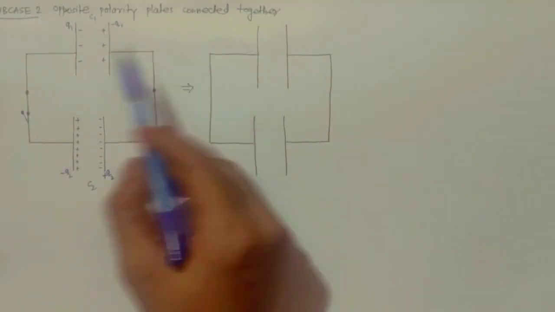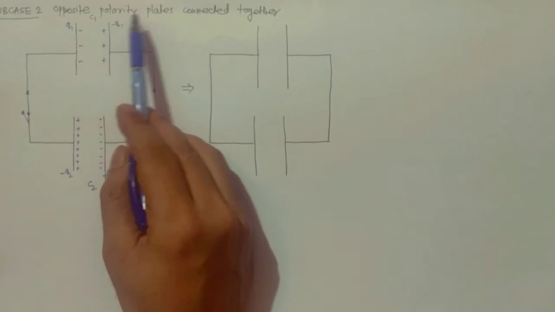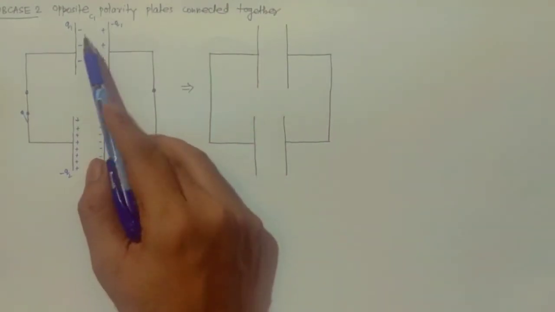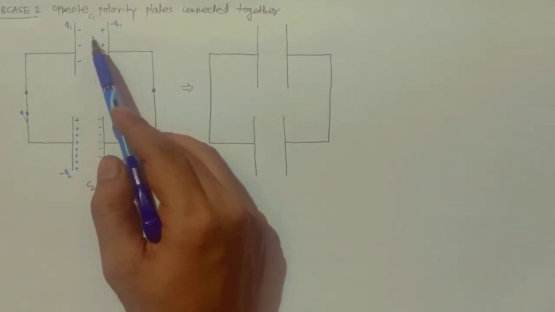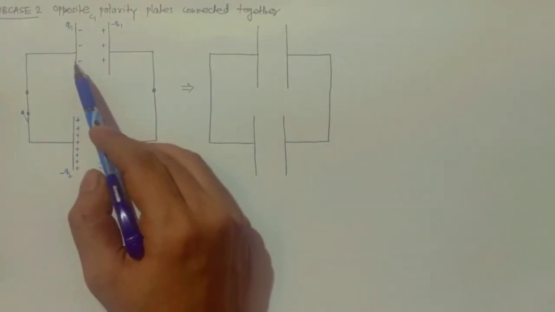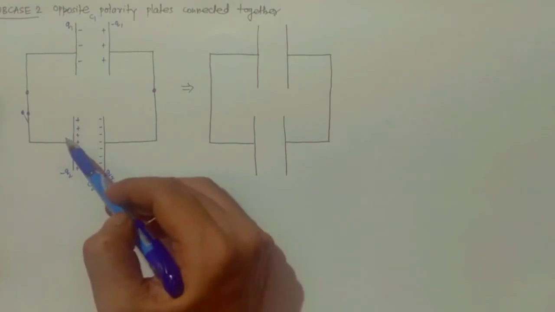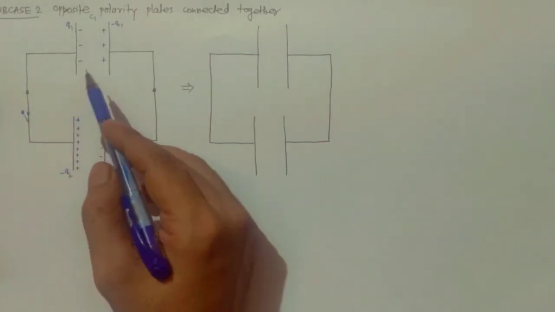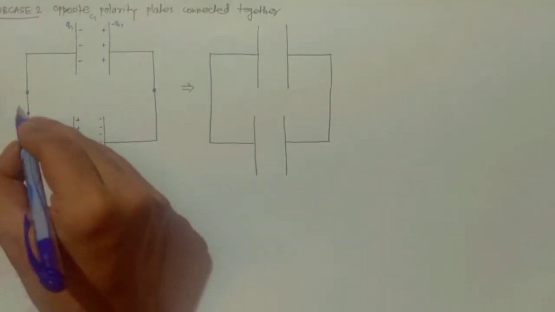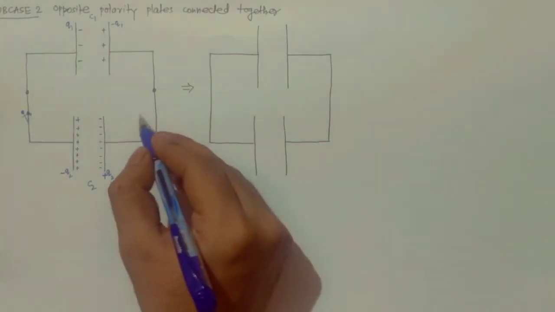Now we are going to see subcase 2, when the opposite polarity plates are connected together, that is, the positive plate of one capacitor is connected to the negative plate of the second capacitor. So here I have connected the negative plate of capacitor 1 with the positive plate of capacitor 2 with the help of a switch. And once we close the switch, what will happen?